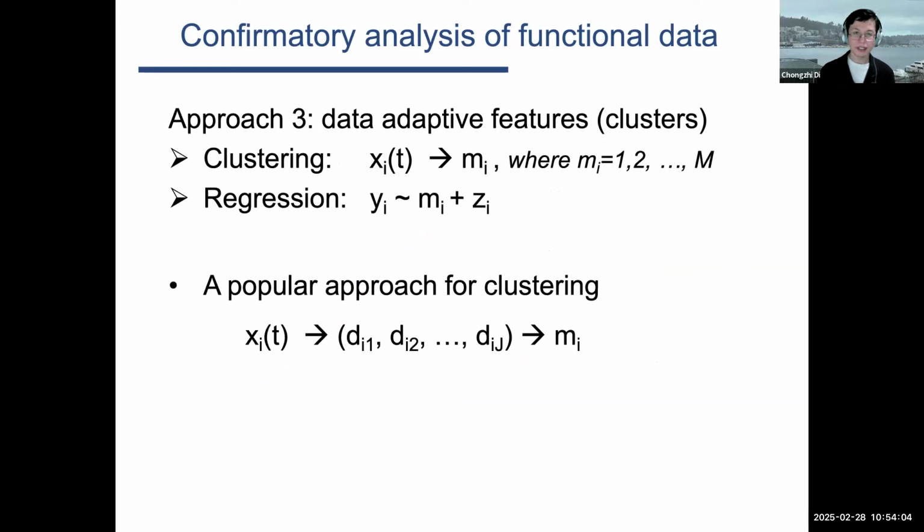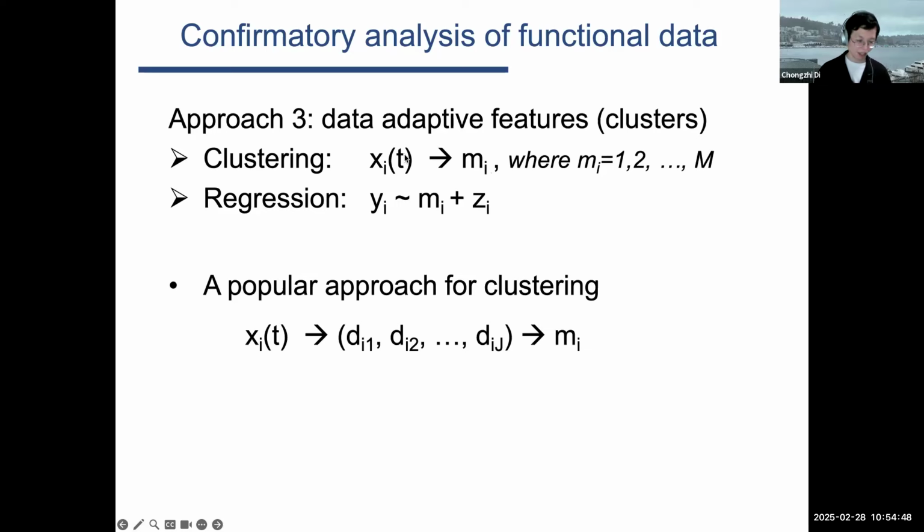The third approach still uses data-adaptive features, but more like using clustering methods. The way clustering works is you have, again, the original trajectories. You may have, let's say, 100 observations per subject, but you want to group them into a few different types. Let's assume there are big M different types of trajectories, and each individual belongs to one of those groups or clusters.